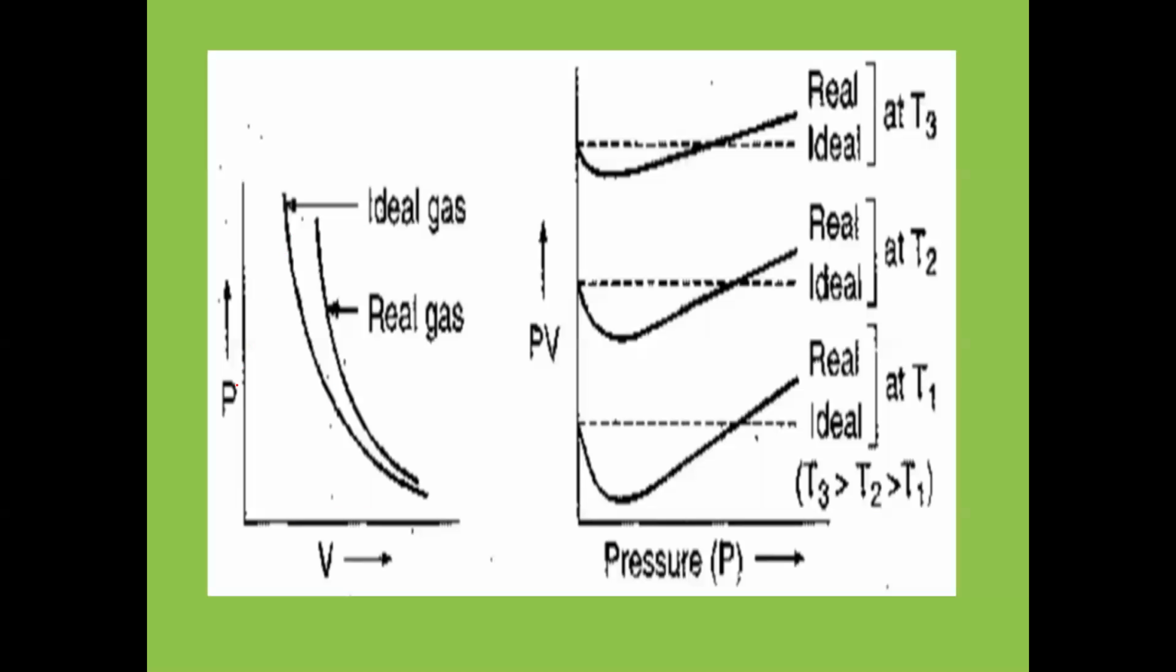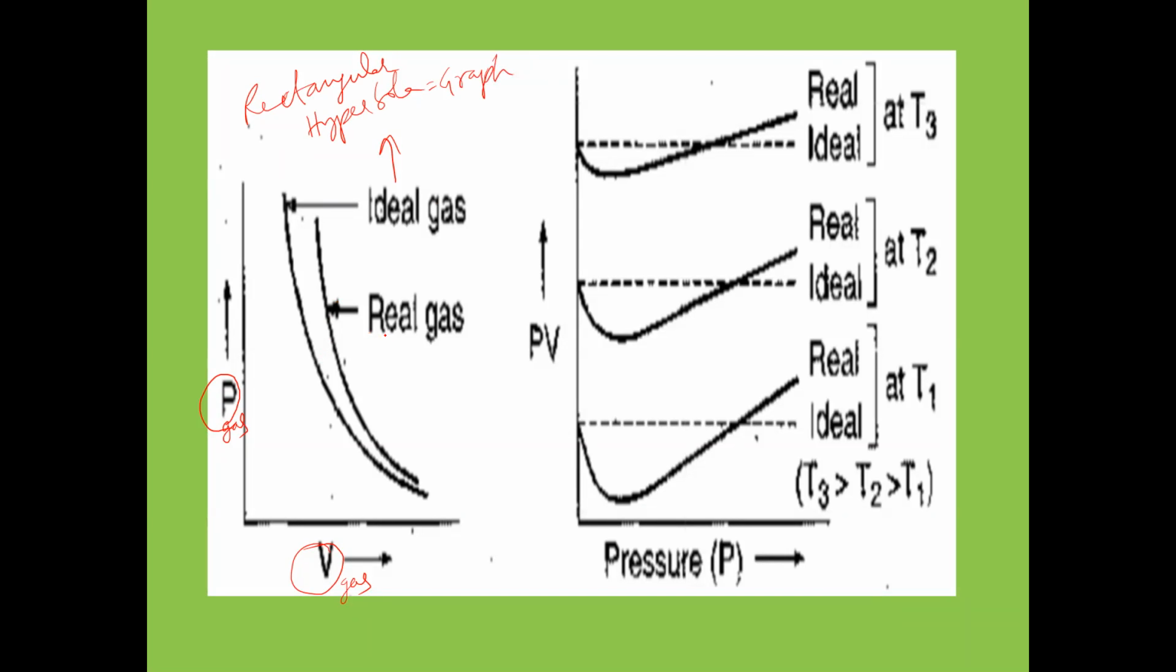Suppose you take the graph of P versus V, pressure of gas versus volume of gas. The graph will be like this for an ideal gas: a rectangular hyperbola. So the rectangular hyperbola will be the graph of pressure versus volume for an ideal gas.